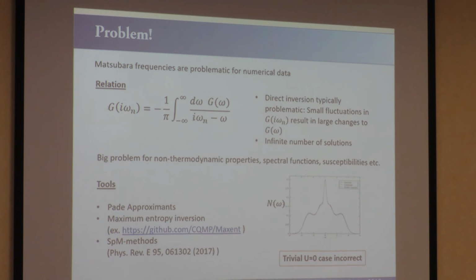So if you have numerical data that's generated in some sort of Monte Carlo process and you have error bars, that means there's now an infinite number of solutions to the real frequency Green's function that would give you back the Green's function on the Matsubara axis when you perform this back continuation, okay? So this is a big problem for non-thermodynamic properties where you don't also integrate over the frequencies, where you actually want a dynamic problem, okay? But it's a problem for something as simple as the density of states.